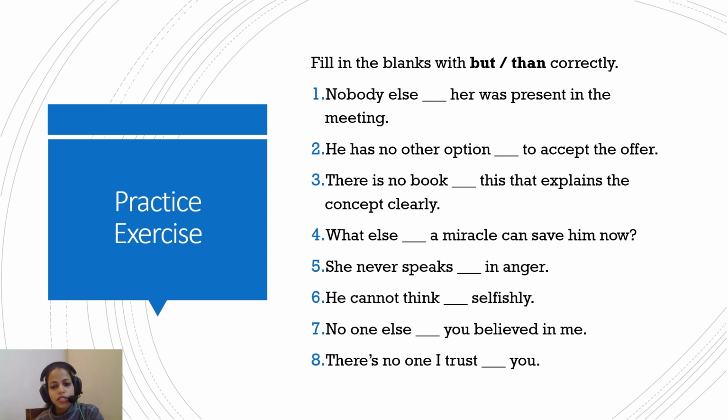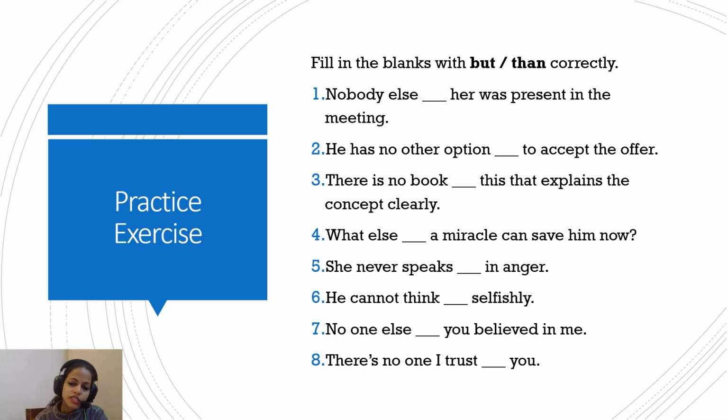There is no book dash this that explains the concept clearly. There is no book other than this that explains the concept clearly. What else dash a miracle can save him now? What else but a miracle? So there can only be a miracle that can save him now. So all the other possibilities are over. So, what else but a miracle can save him now?